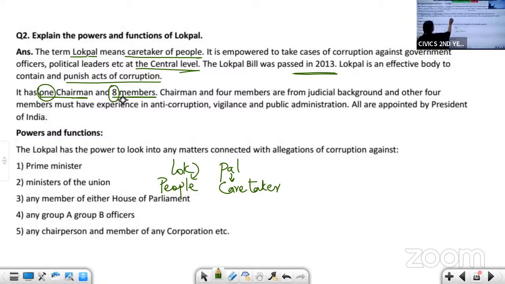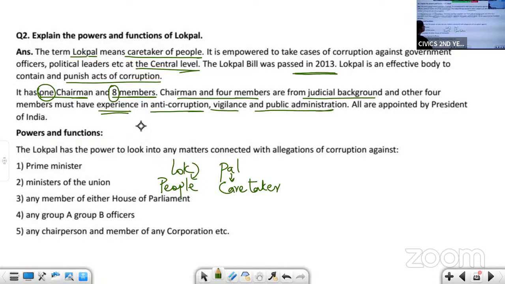And the chairman and 4 members, they are from the judicial background. That means they are the retired judges or lawyers of the Supreme Court. And the remaining 4 members should have knowledge of anti-corruption, vigilance, and public administration. They should have experience in anti-corruption, vigilance, and public administration.